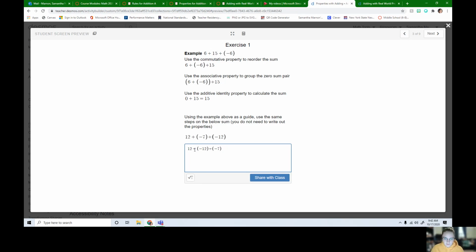The good thing about typing math, sometimes it's hard, but I can use Control-C to copy this line and Control-V to paste it on the next line.